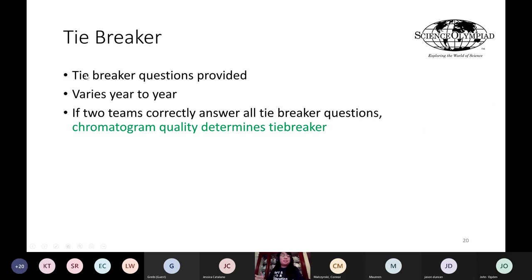There are tiebreakers because with the amount of schools participating, there's bound to be pairs of students that end up scoring the same. And these tiebreaker questions are provided at the end of the test. It varies year to year. And if two teams are tied and they answer all tiebreaker questions correctly, then the quality of their chromatogram will determine the tiebreaker.